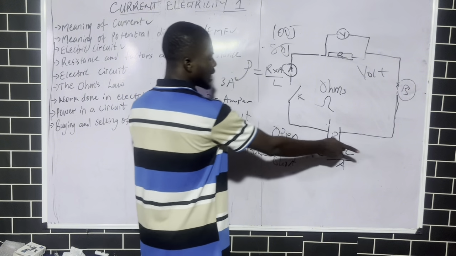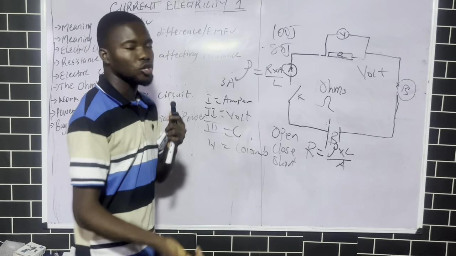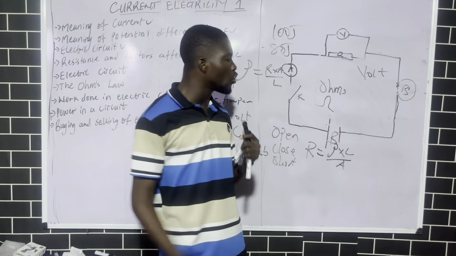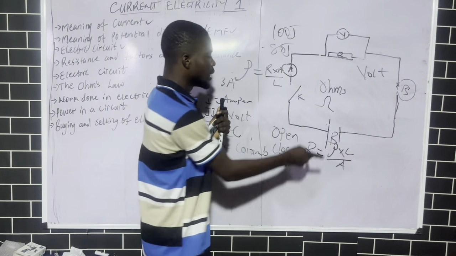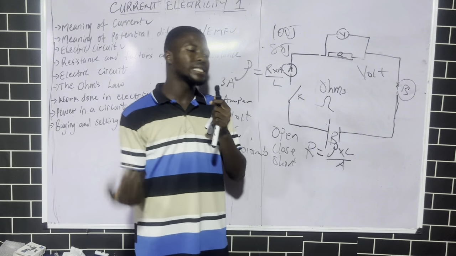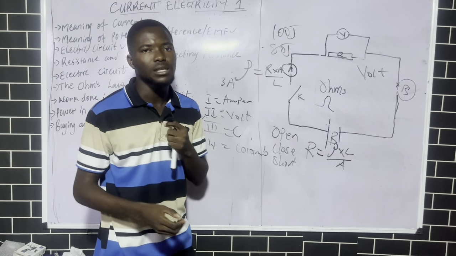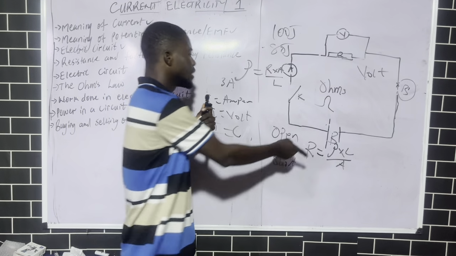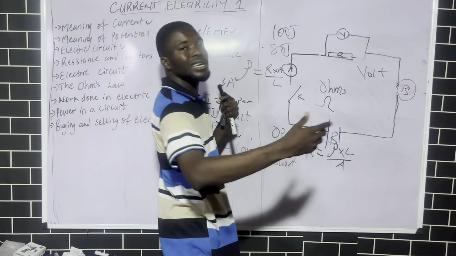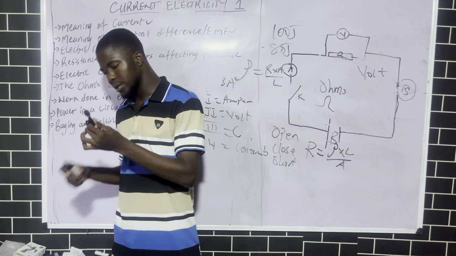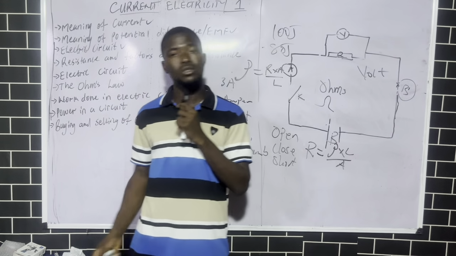Since resistance and length are directly proportional, an increase in length means an increase in resistance. So the longer the length of the conductor, the higher the resistance. Resistance and area are inversely proportional, which means an increase in area means a decrease in resistance. So if the area is increased, the resistance will reduce. That's one way I remember the factors that affect resistance.